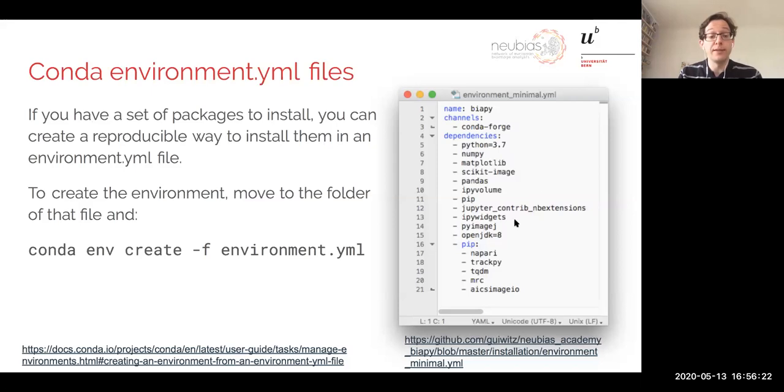Now, if you want to automate this entire process, you can write a little environment file that looks like this. It's in YAML language. You give a name to your environment. You can specify channels, but you don't have to, for example conda-forge. And then you say what you want to install. So instead of writing conda install and all these packages, you can just make a list here. And you can even say what should also be installed via pip. So for example, aicsimageio is installed by pip. So this is all contained in this environment file.